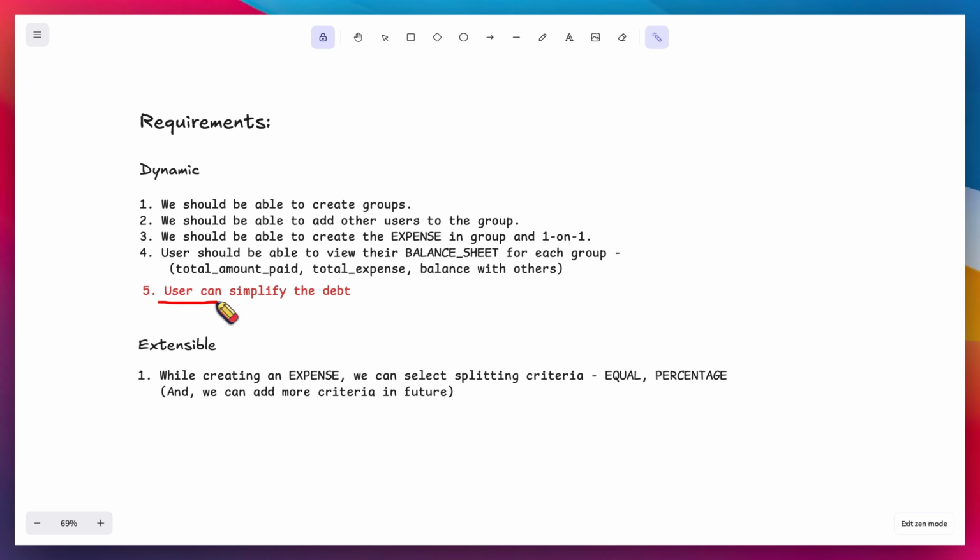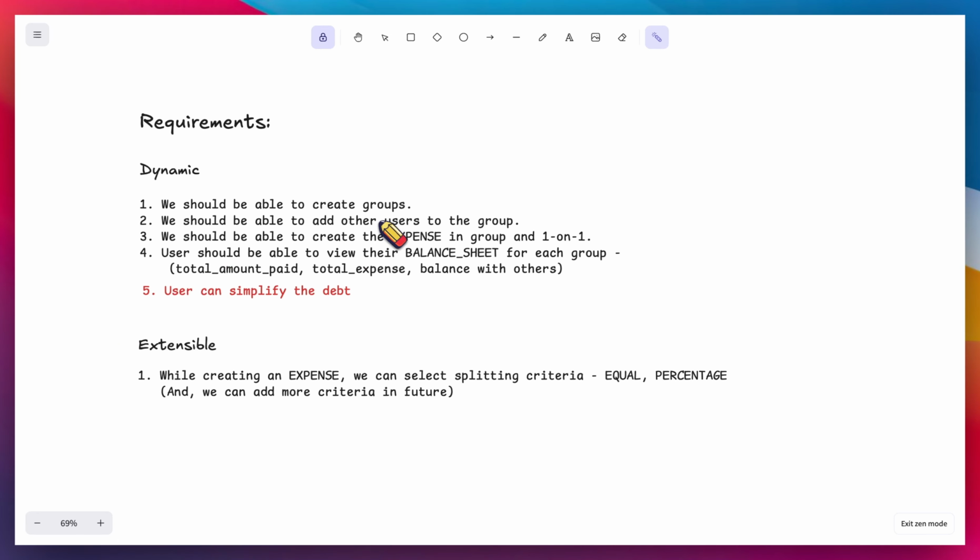And the interviewer says that you should also implement this particular feature, right? So we will do that. And as we know, each and every user can create the expense, right? So while creating that expense, the user can also select different splitting criterias like equal, percentage, or unequal, etc. And we can add more and more criterias in future. So basically we have to make this system extensible, right? So I hope you understood the requirements properly.